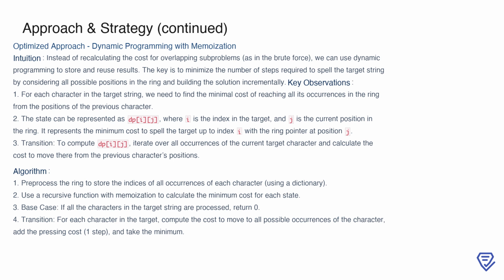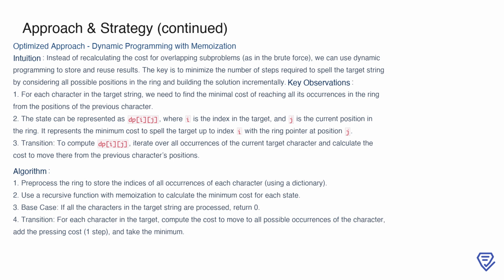This state tracks the minimal cost to spell the target string up to index i with the ring pointer at position j. To compute this, we iterate over all occurrences of the current target character, calculate the cost of moving there from the previous character's positions, add the pressing cost of selecting the character, and store the minimum result.